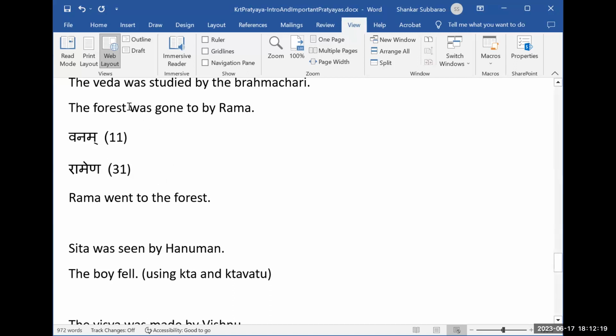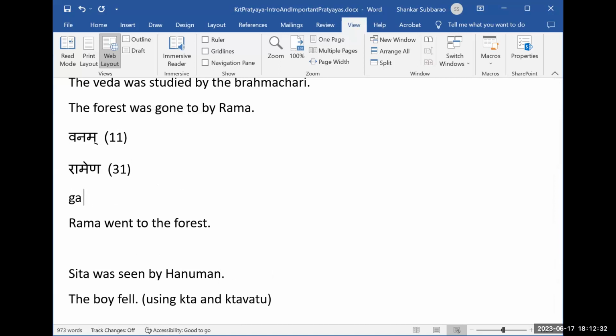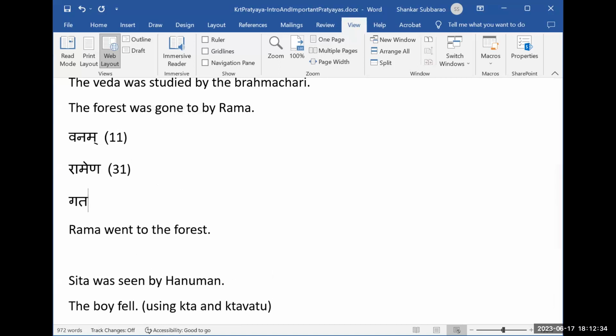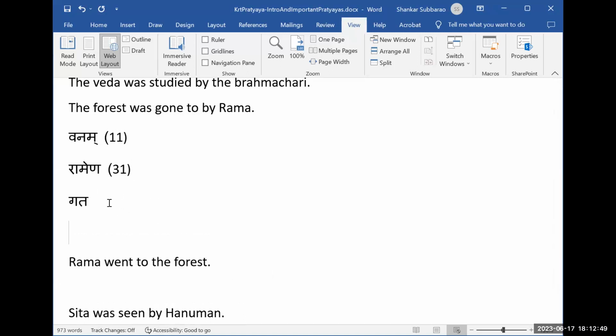So now, was gone to. What word would you use, Douglas? Gata. Just now we have seen, right? Next slide. So now the word is what? Gata. What does Gata mean now? Gata is that which is gone to. So now, that which is gone to is what? The forest. All right. Therefore, the sentence will be what?